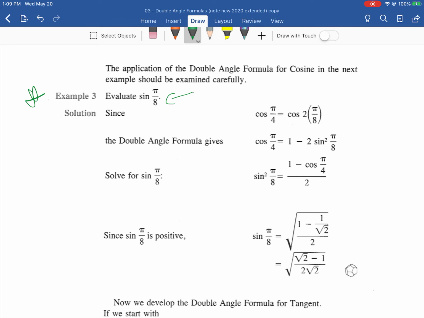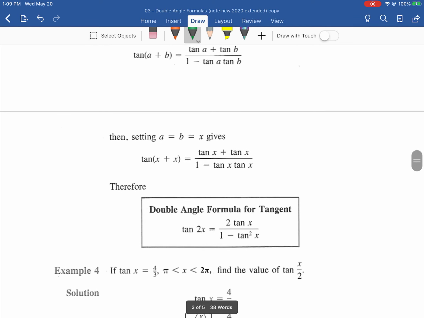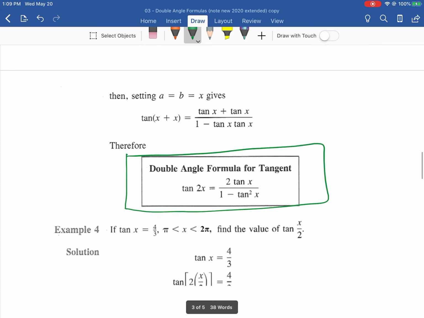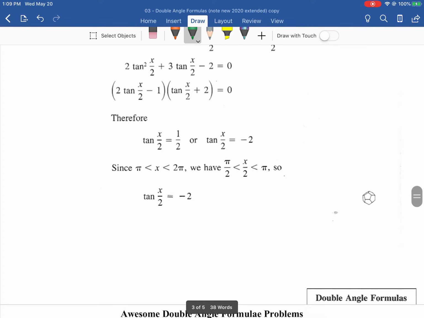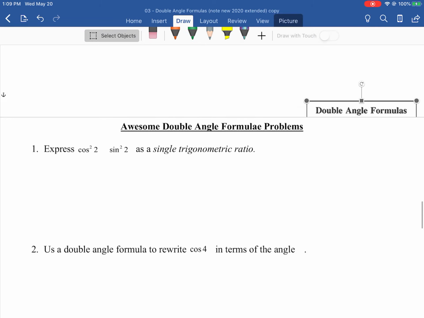If the examples I do on the screen when you go to do the homework aren't enough, if you look and go, I sort of get it, but they're not helping me quite enough, you might want to come back and look at these examples. But I'm telling you, I'm doing most of this stuff. Then they develop the double angle formula for tan, and they do an example as well.